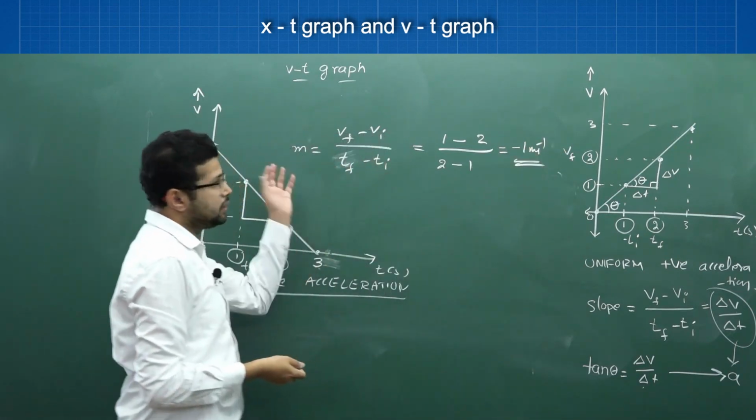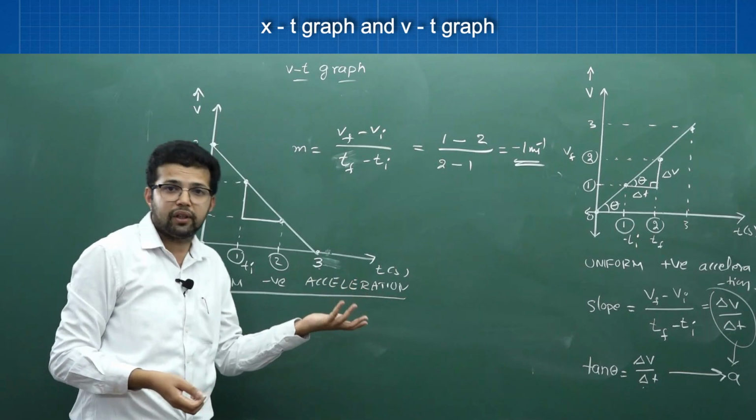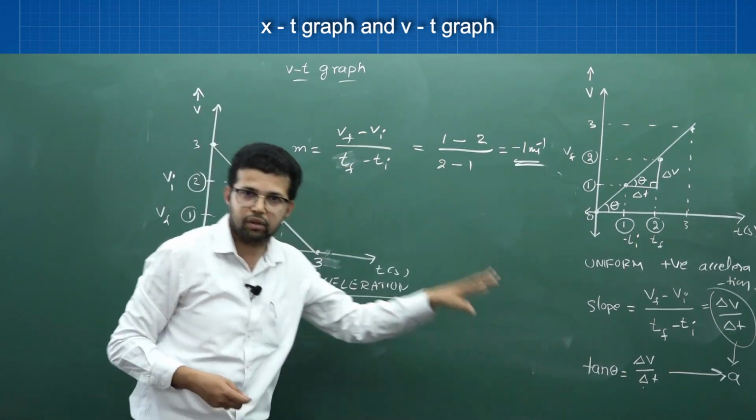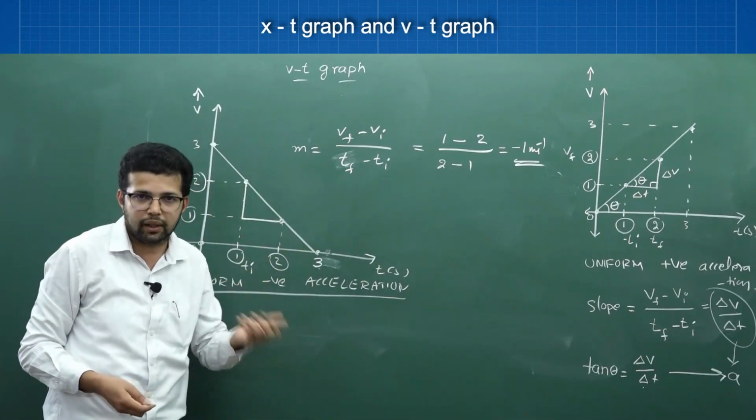So, what we got? Slope is negative. We know that slope of VT graph gives acceleration. If the slope is positive, then it is positive acceleration. If the slope is negative, then it is negative acceleration.